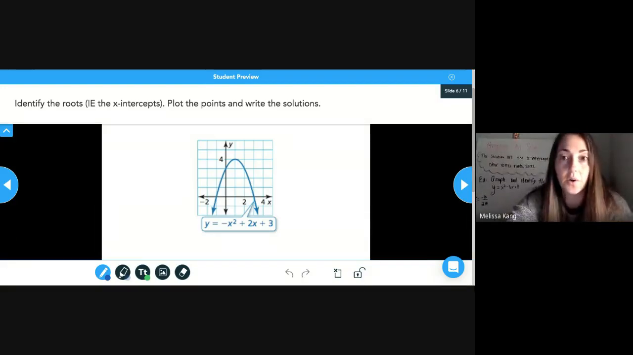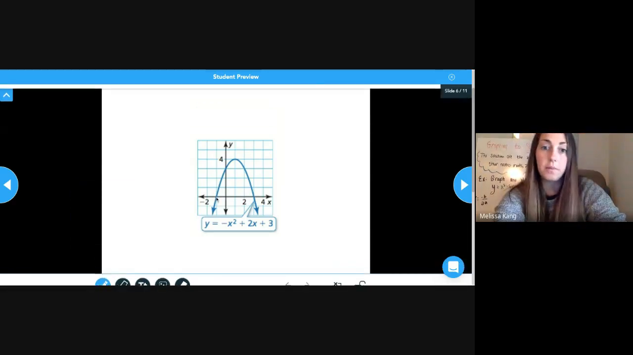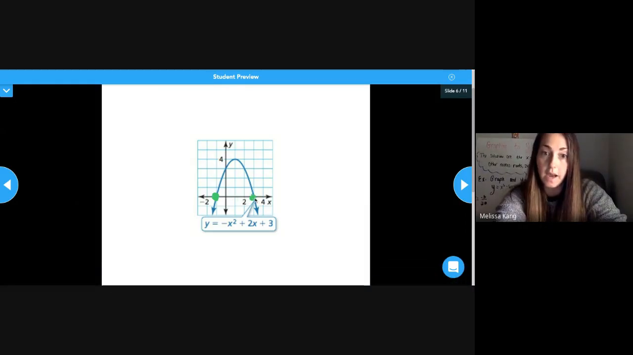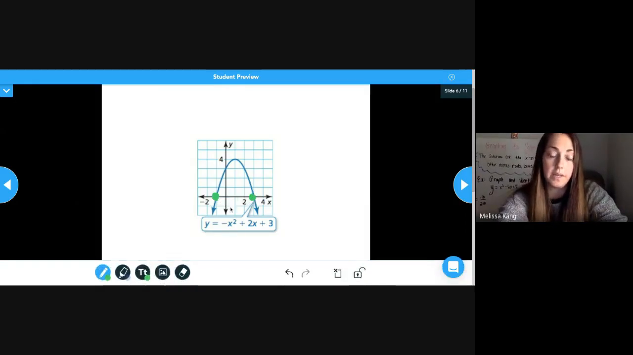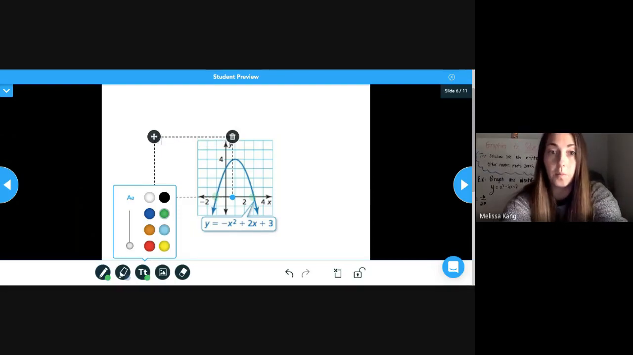Hey guys, so what we were being asked here was to identify the roots, i.e. the x-intercepts, plot the points, and write the solutions. So let's use green. I wanted to plot the points that cross the x-axis, so here and here, and then I'm going to use this tool, the T, which gives me a much easier way to write what x equals.